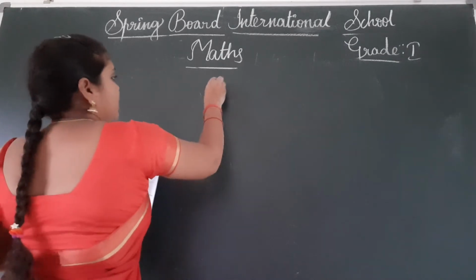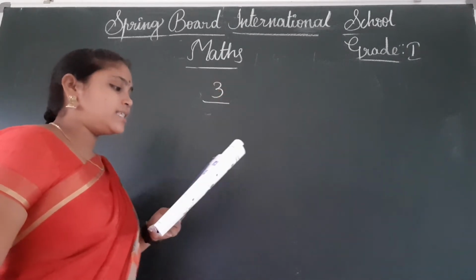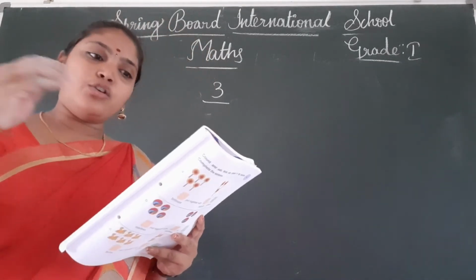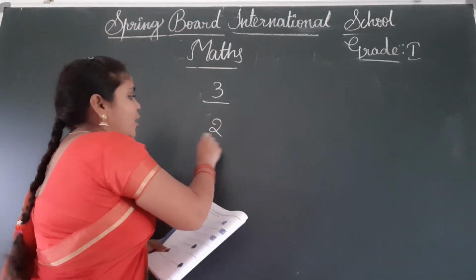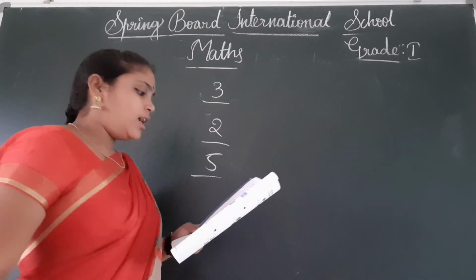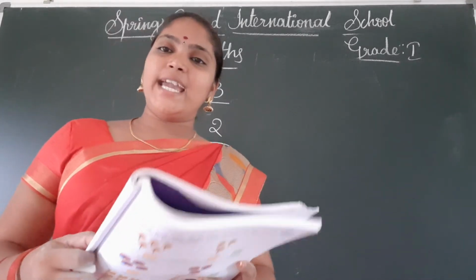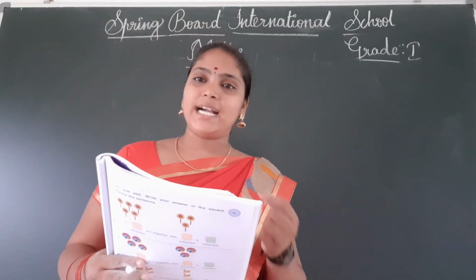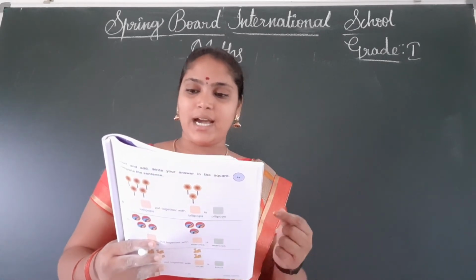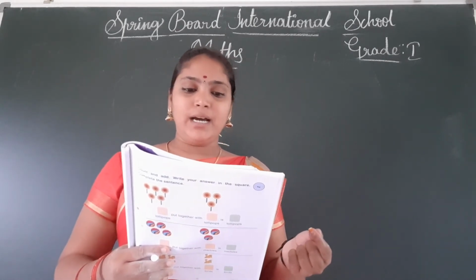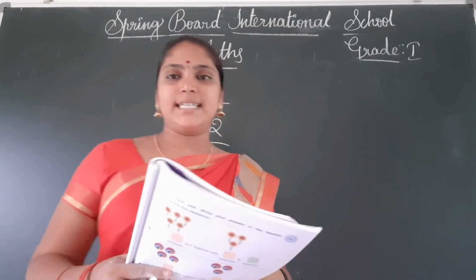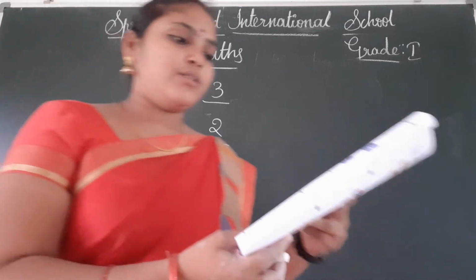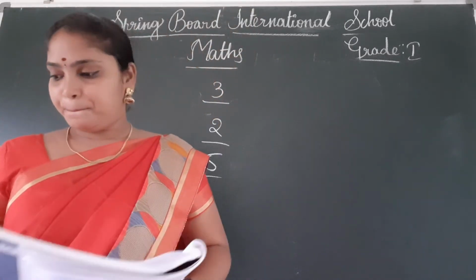1, 2, 3. 3 kites in the sky. After some time, dash more kites came up. Now here 5 means 2 more kites came up. Now totally 5. Together there are 5 kites in the sky. Okay, once I will read the story. There are 3 kites in the sky. After some time, 2 more kites came up. Together there are 5 kites in the sky. Okay children, so next one you have to do as homework. You have to fill the blanks.